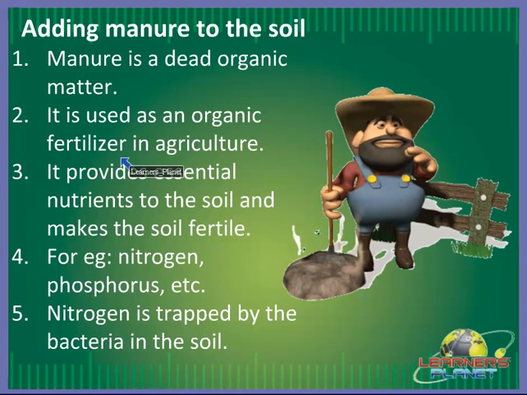So in agriculture, what do we do? We plant many trees or we grow many plants on a very large scale, right? So the practice of growing plants on a very large scale is called agriculture, right? And so we use this manure, which is a dead organic matter, as an organic fertilizer because the soil is now fertile in nature. So it will act as a fertilizer in the process of agriculture.